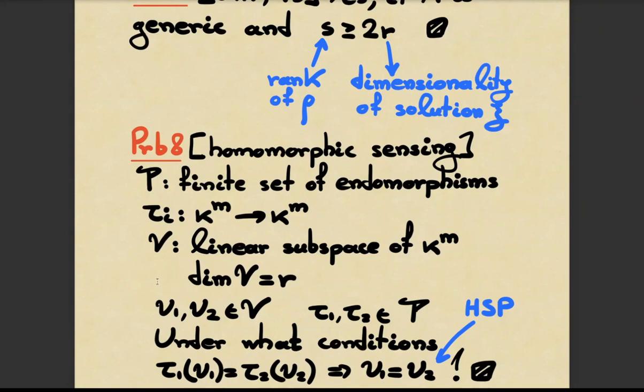Now, here's a question. If I have two vectors, v1 and v2 in V, and I take two endomorphisms, tau1 and tau2, if the images of the two vectors, v1 and v2 under the two endomorphisms, tau1 and tau2, are equal, can we conclude that the vectors to begin with were equal? I call this homomorphic sensing property. And the problem of unlabeled sensing essentially asks this question, but T is the set of permutations of K to the M.